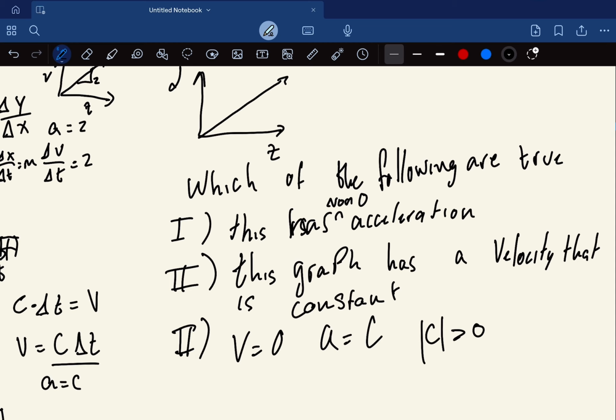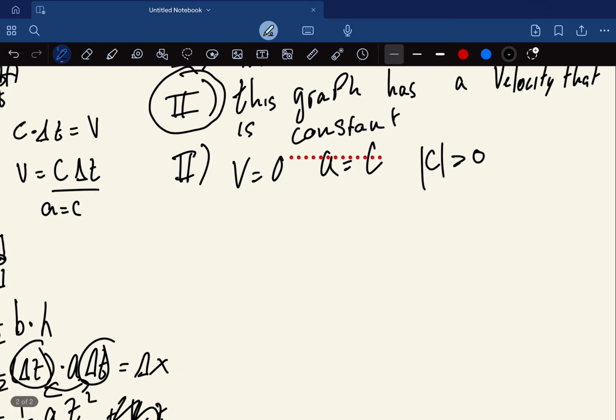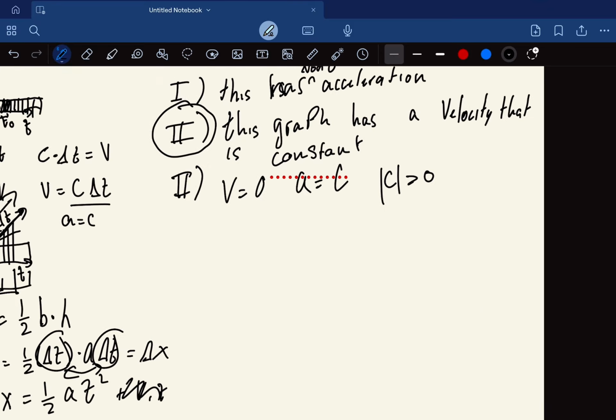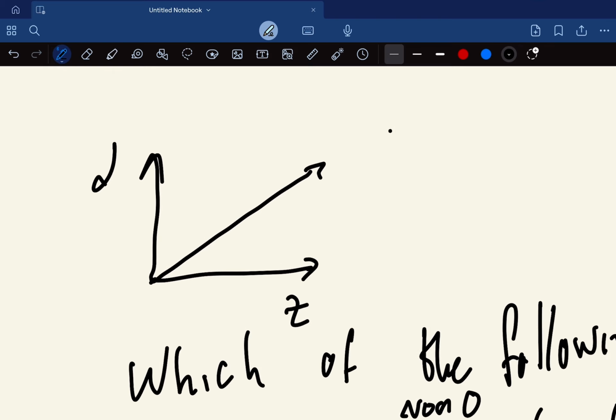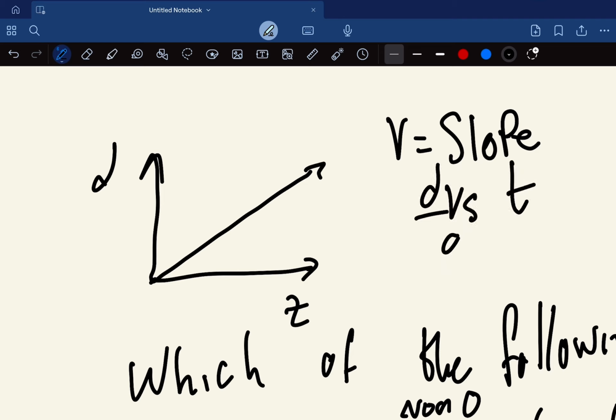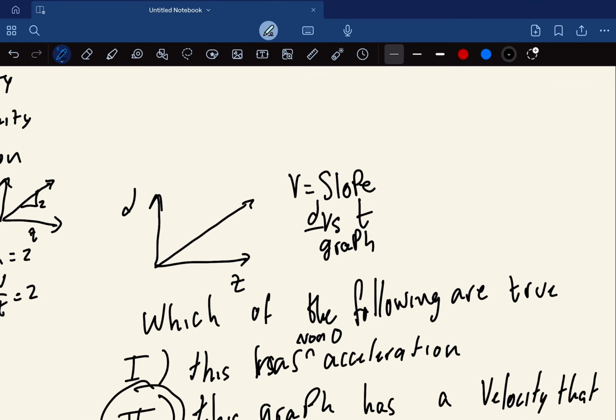Now, the answer is that number 2 is true. I meant to give you a trick question and I accidentally did not. So this graph has a velocity that is constant. We know this because the velocity is equal to the slope of a d versus t graph, and at the beginning, I told you that this slope is constant.